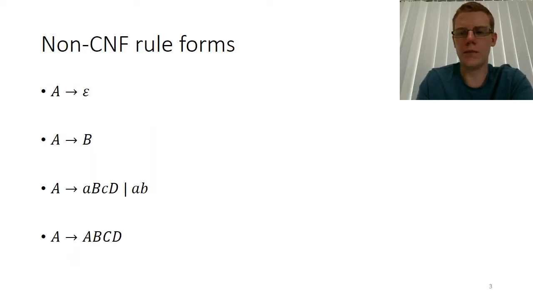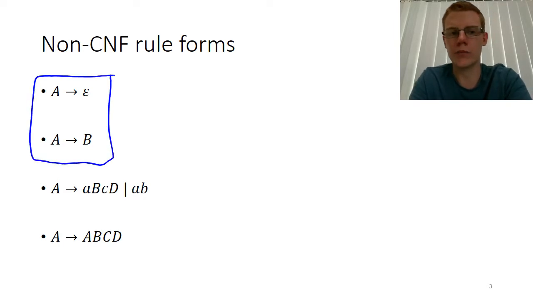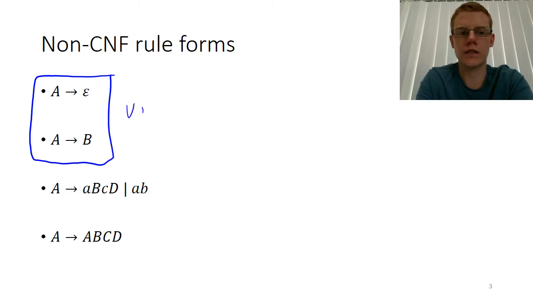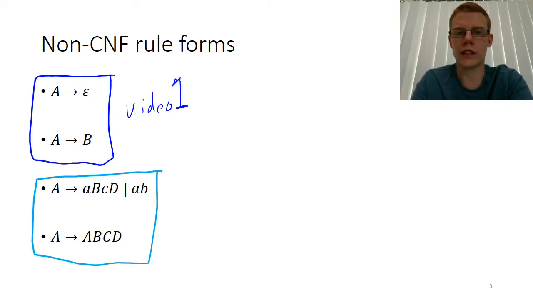So to recap, the kinds of rules that we had that didn't satisfy Chomsky Normal Form were these four kinds. We covered the first two, epsilon productions and unit productions, in the last video. So at this point, if we've followed the methods in that video, we should have something that will only have either rules that satisfy Chomsky Normal Form, or rules that look like this.